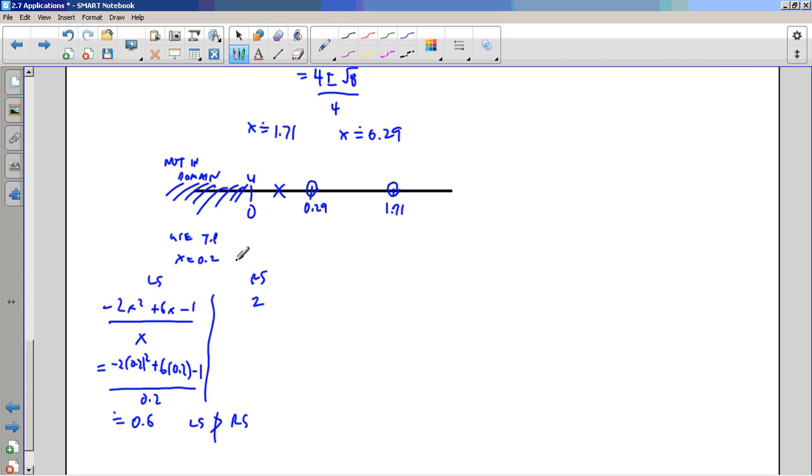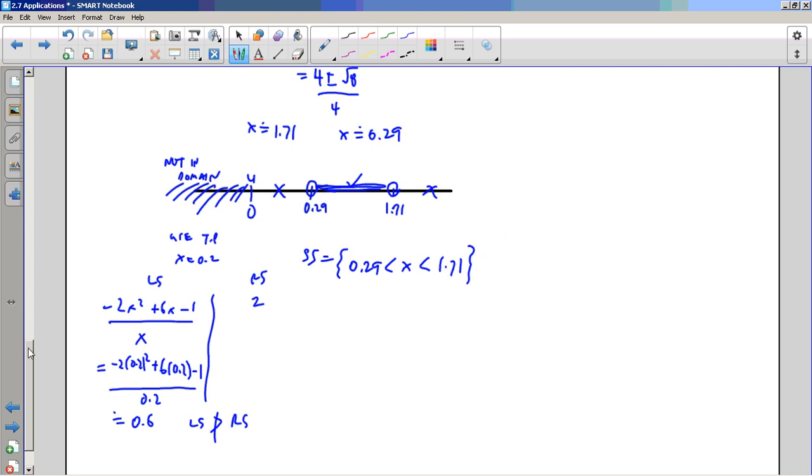In fact, we should go on and do test points for the other 3 regions, and you should do this, of course. What would be a value in there? X equals 1, perhaps. This is a solution, and this is not. So my solution set is 0.29 is less than X is less than 1.71. There's the solution set.